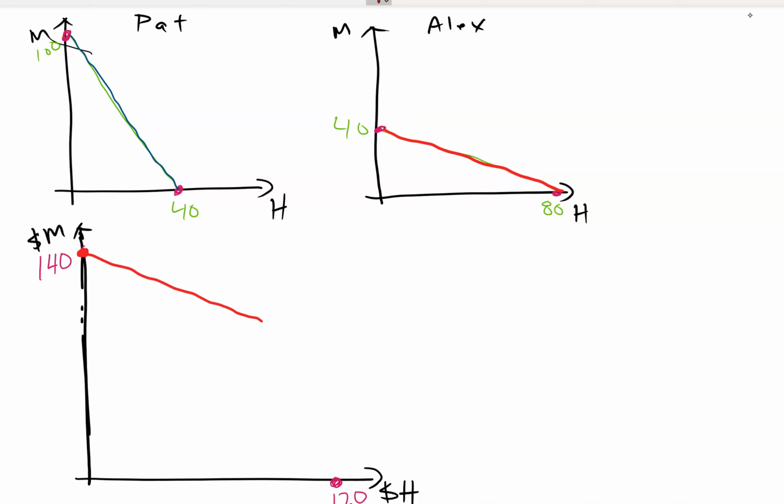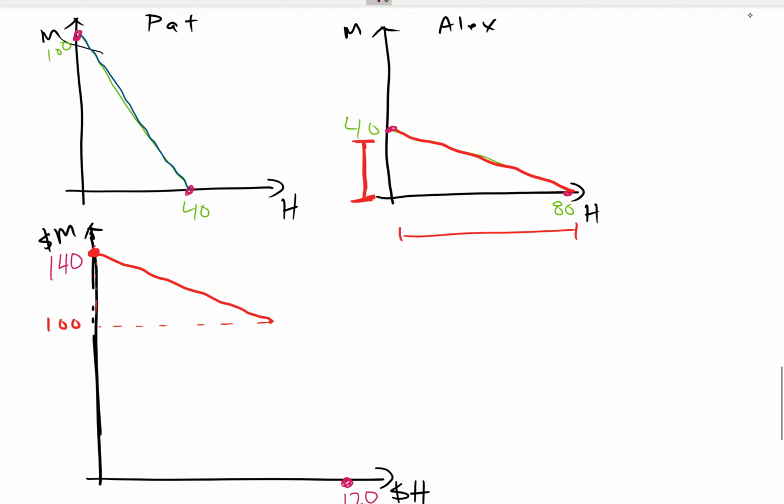So this part going down is going to be 40. It's going to go from 140 down to 100, because Alex's height is 40. So this part is going to be 40, go from 140 down to 100. And then for the home goods, Alex can produce 80. So for home goods, this point is going to be over 80.